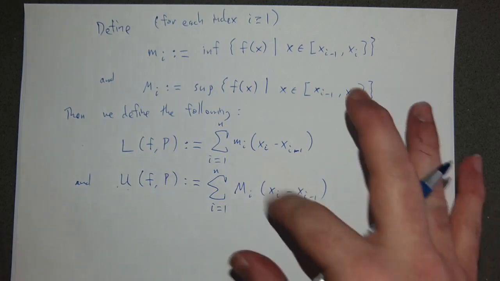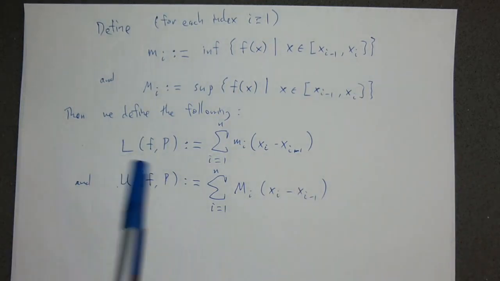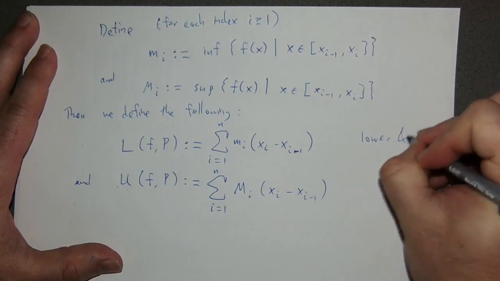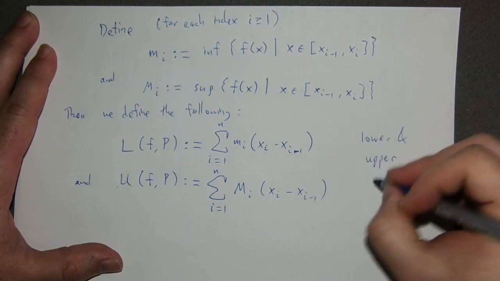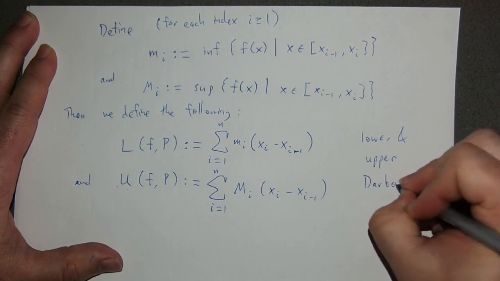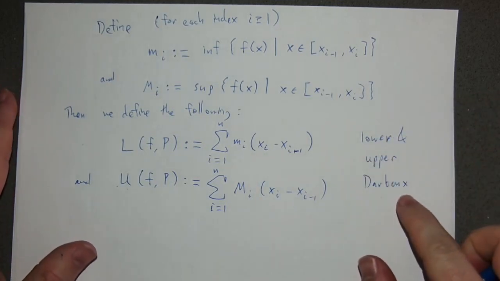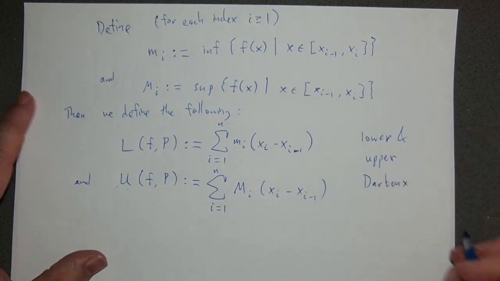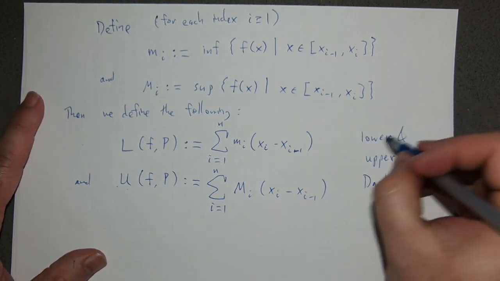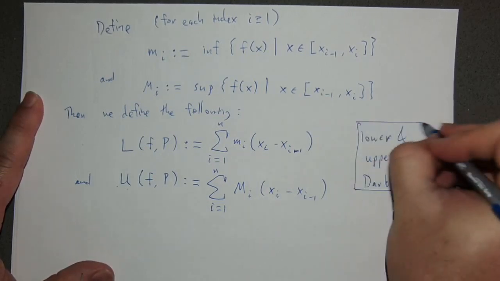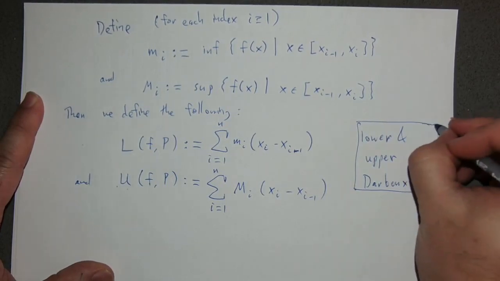What is it that I'm doing here? So this is my lower Darboux sum. This is my upper Darboux sum. So these are lower and upper Darboux sums. I don't speak French. I don't know if Darboux or Darboux is closer. I'm going to say Darboux. I'm just guessing. So anyway, these are upper and lower Darboux sums.